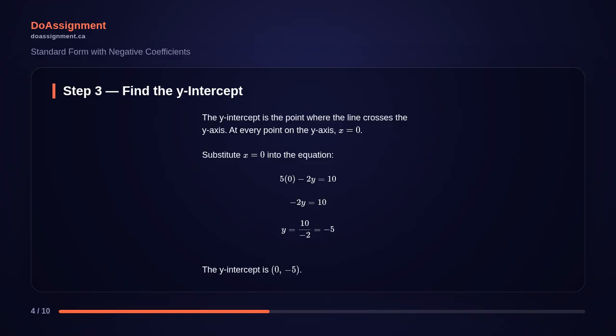To find the y-intercept, I substitute x equals 0 because the line crosses the y-axis where x is 0. So negative 2y equals 10, which means y equals negative 5. The y-intercept is the point 0, negative 5.